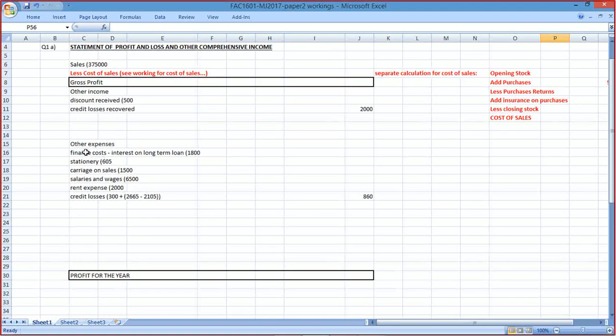Okay, so let's go to our working. We had interest on long-term loan there. So in brackets 40,000 times 12% equals 4,800. Okay, so what am I going to do with that? I'm going to show that here. Financing cost, that means financing cost is going to go up. So plus 3,000, because there's 1,800 here.